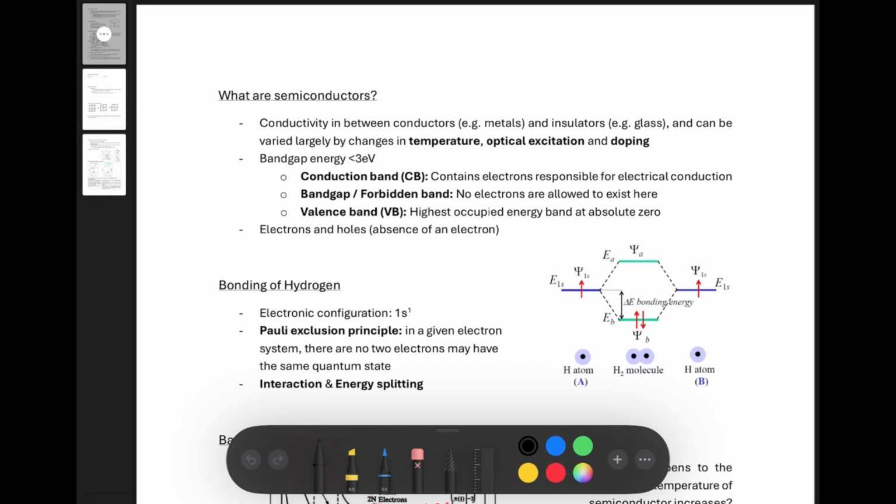Hi everyone, and welcome back to part 2 of this video series on semiconductors. So today we'll be talking about the energy bands of a semiconductor.